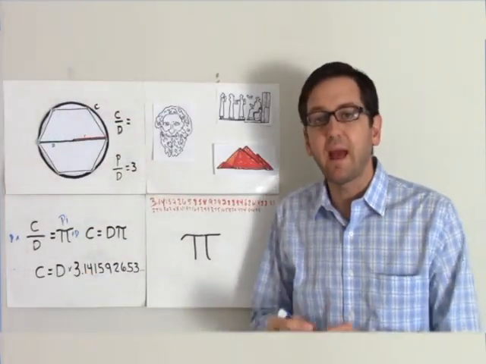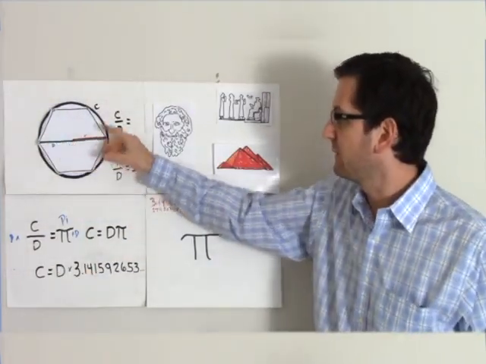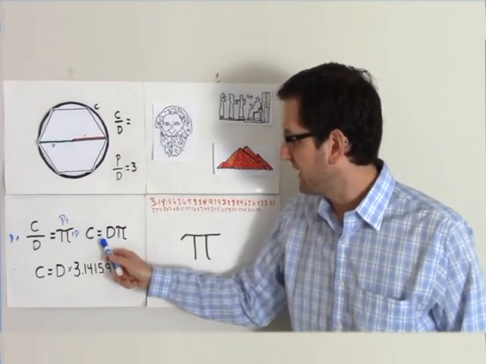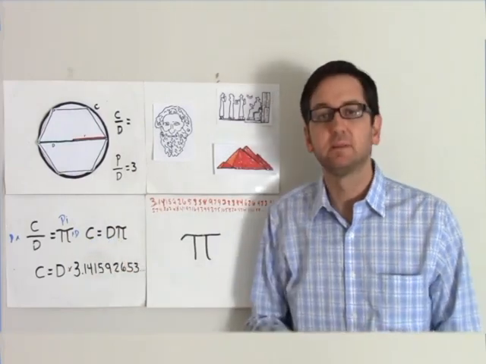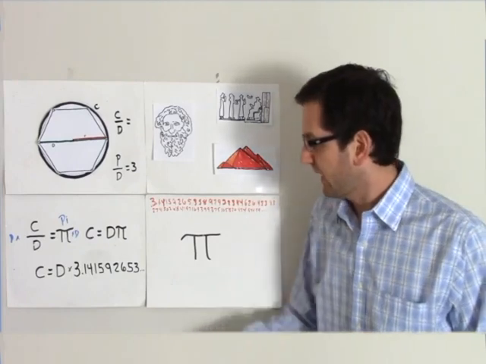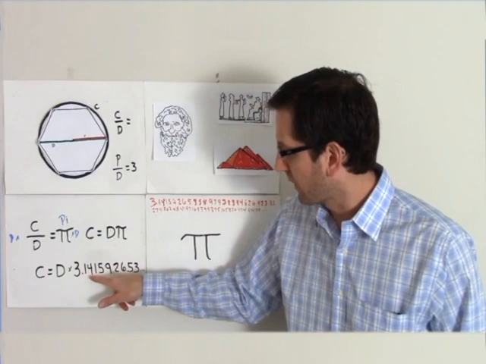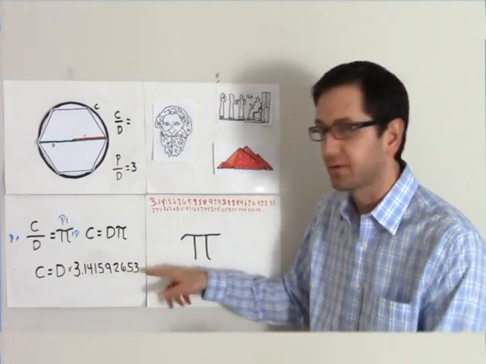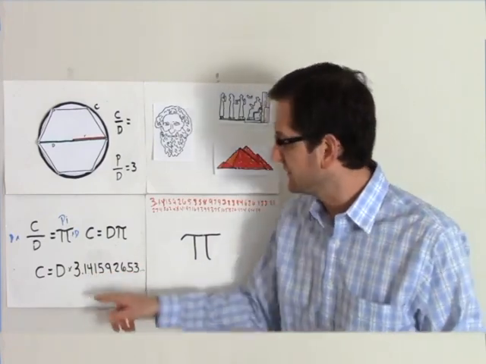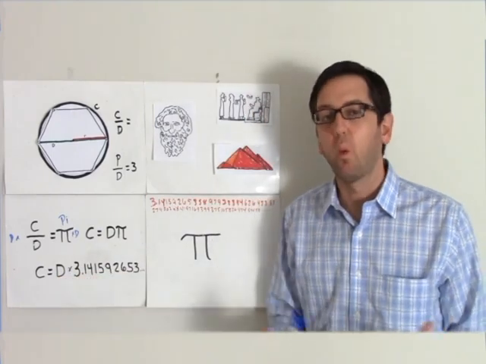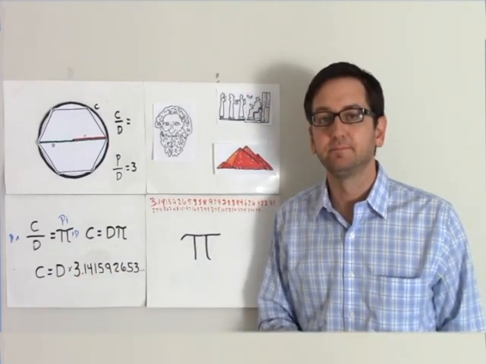the C. If we have the diameter and we want to find the circumference, we can say circumference equals diameter times pi. And therefore we can say circumference equals diameter times 3.141592653, as long as we want to go. Usually we stop at diameter times 3.14 for our approximation.